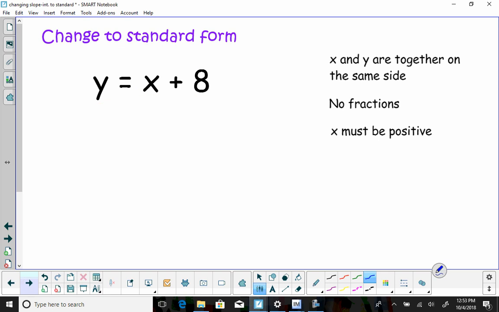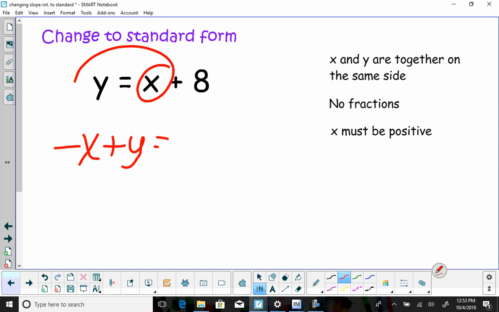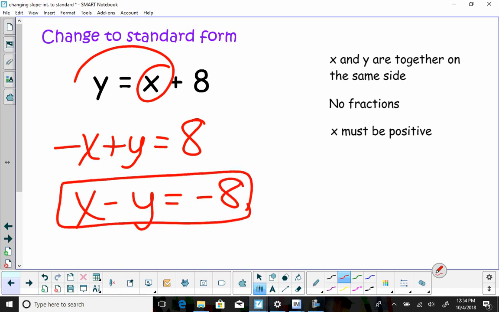All right, try that one too. All right, what'd you move? X and it became negative. And then what do we need to do? Change all your signs, so it's going to become x minus y equals -8. Okay, we good?